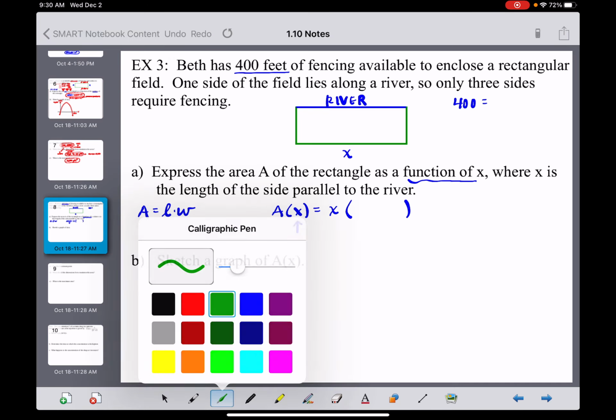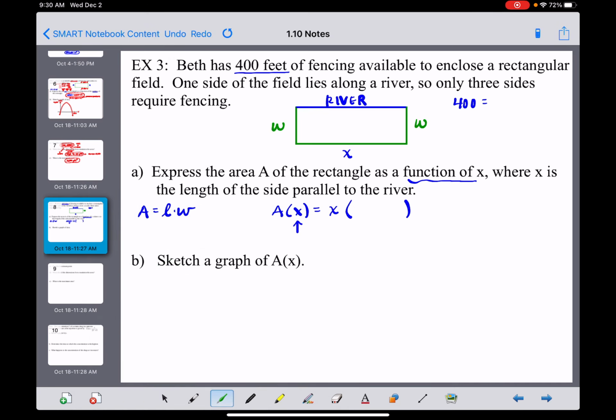So if we think about what we have, we don't know the width, and there's 2 of them. So if we figure out we have to put fencing around these 3 sides, we have a width plus x. Now, what we're trying to do is solve for w. Okay, we've got to figure out what w is so that I can use it. So I have 400 equals 2w plus x, so I'm solving for w. So I'm going to subtract the x. So I get 400 minus x is equal to 2w, and then I'm going to divide by 2.